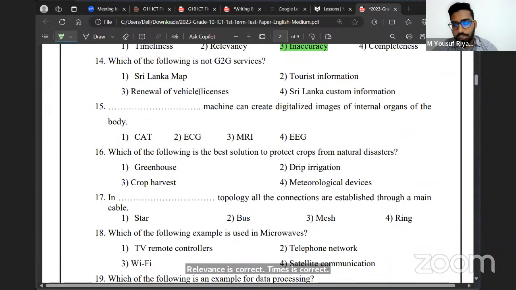Next, which of the following? Exactly, it's very easy. First term test is very easy. You're unnecessarily getting scared. Which of the following is not a government to government service? Which one?